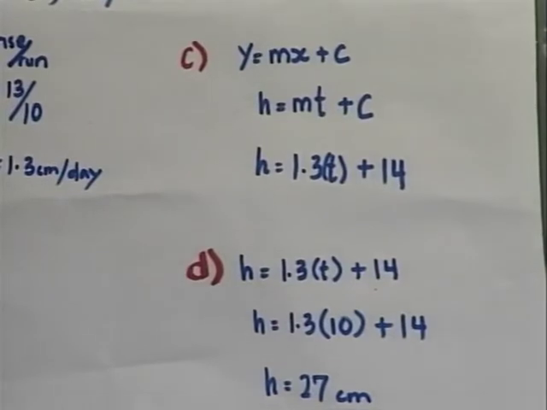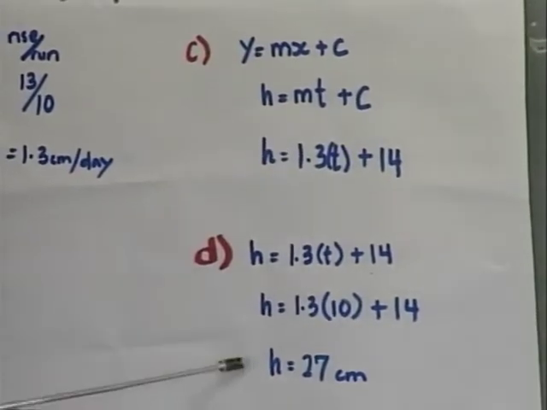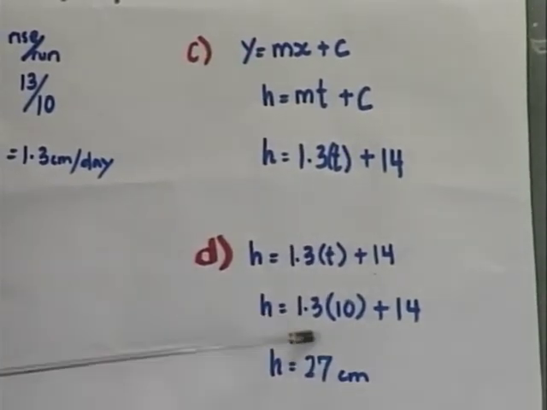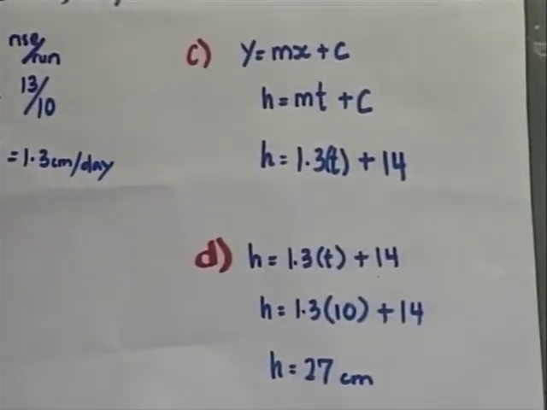Okay, the last question reads, what was the height of the plant after 10 days? We used the equation, and we got 1.3 times 10 plus 14, and it equals 27 centimeters.